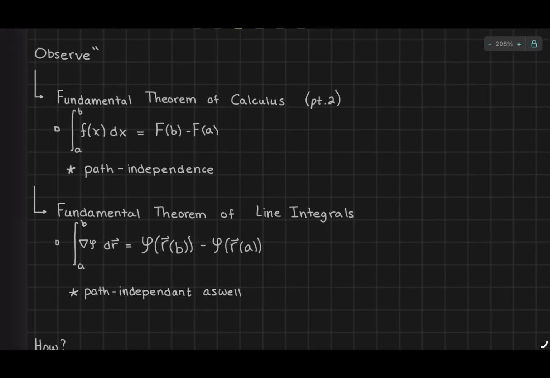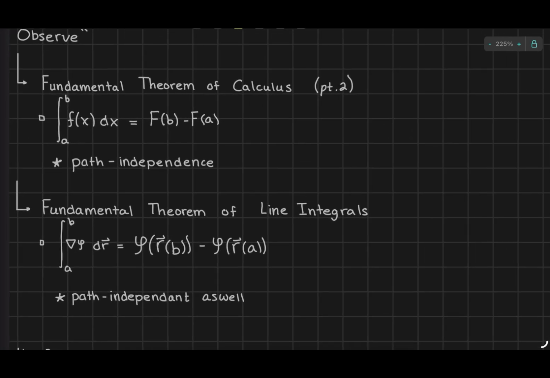So similarly to the fundamental theorem of calculus, this is path independent as well. What does that mean? Just like prior in the fundamental theorem of calculus part 2, it doesn't matter what happens in between. Obviously, it sort of matters because there are conditions that need to be met, as I said prior, but essentially we take the endpoint, subtract the starting point of our potential function, and that's what the integral is equal to.